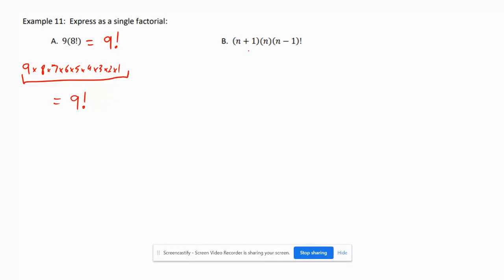The same idea here. I'm starting at n plus 1, and I'm counting down to n, counting down to n minus 1, and then n minus 2, n minus 3, n minus 4, n minus 5, and so forth like that. This equals n plus 1 factorial, like that.